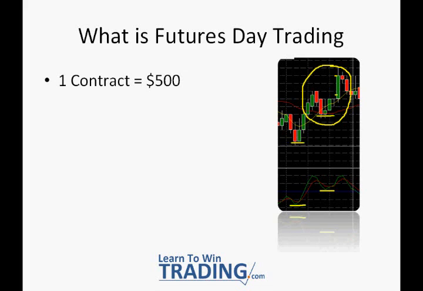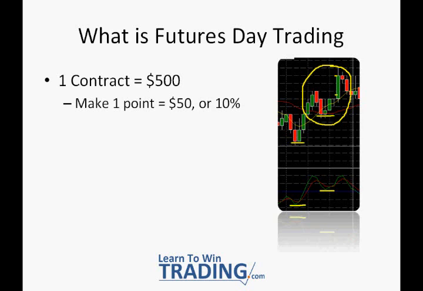So what happens is when you control a contract with $500, 1 point is $50. That's a pretty good return for $500. But the goal is to become consistent with one contract making 1 to 2 points a day. When you're consistently making 1 to 2 points a day, then you can start increasing the number of contracts you trade at a given time.